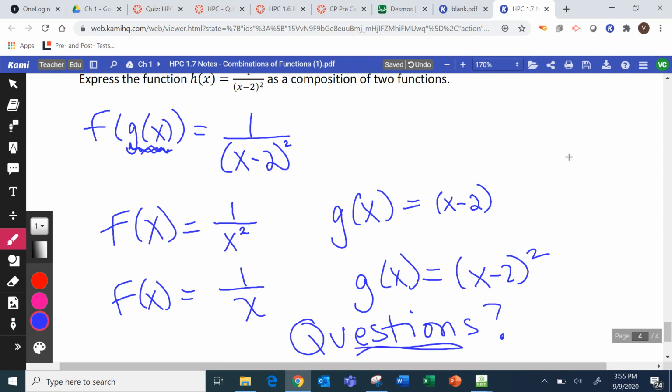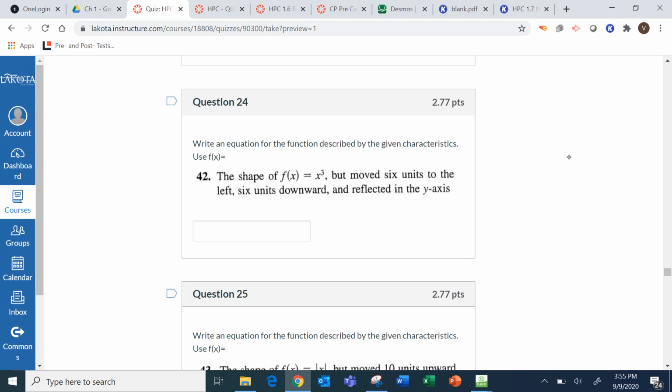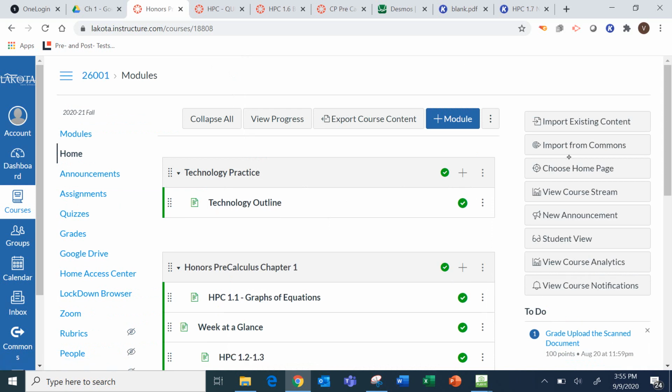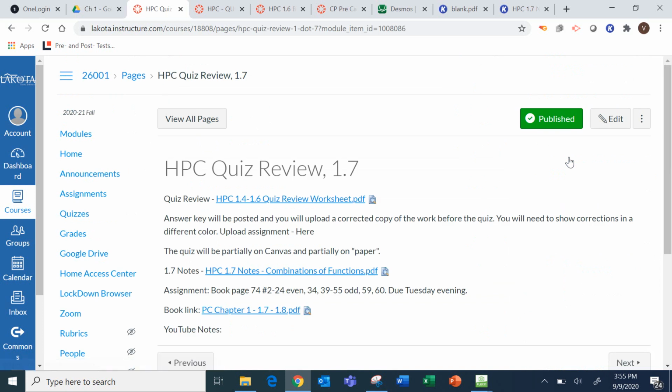So for Friday, you are, where's our thing? Is it this? Nope. Let's do it this way. Dashboard. Going back to modules. So today, I'll just do it this way.